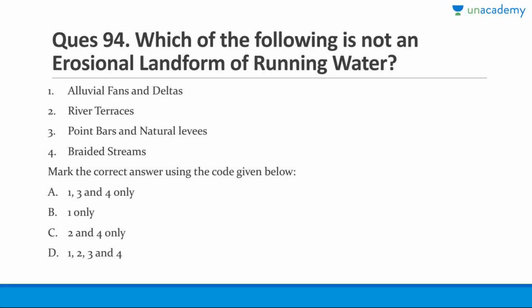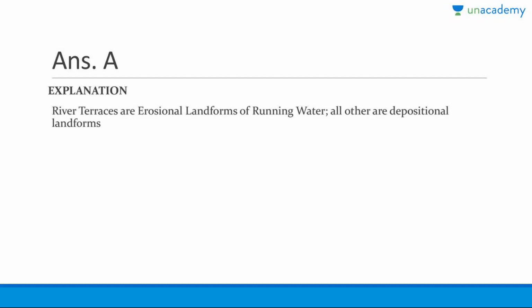Question number 94. Which of the following is not an erosional landform of running water? Okay. So alluvial fans and deltas, they are depositional, so not that. River terraces are basically erosional landforms of running water. So 2 is not there. So answer cannot be C or D. Braided streams, point bars are depositional, so river terraces cannot be the answer. So answer is 1, 3, 4, A. River terraces are erosional landforms of running water, and all others are depositional landforms. Just remember it.